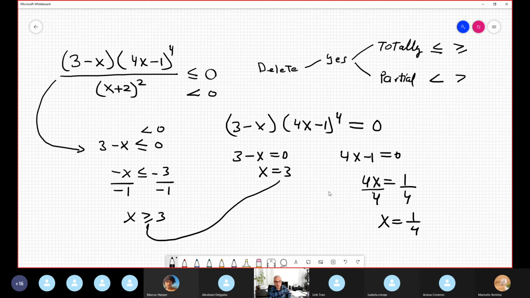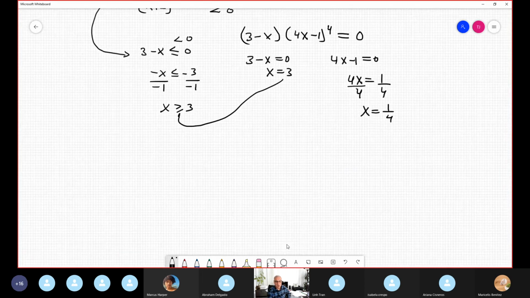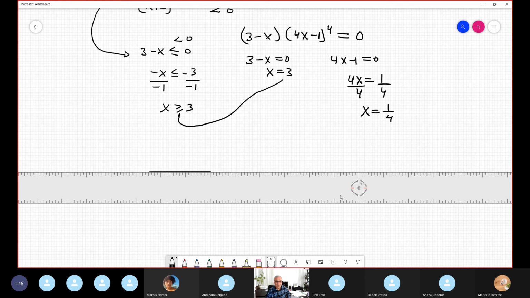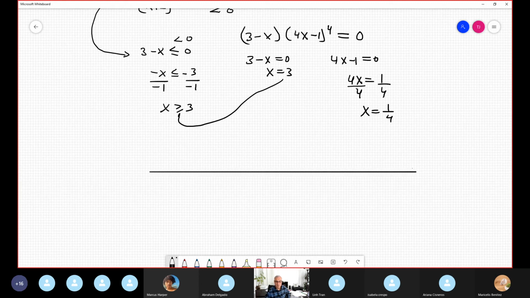Then, professor, but what is the solution? I don't understand. Well, let me try to explain. This is the whole real number line. This is 0. This is 1. This is 2. This is 3. The interval is from 3 to infinity. That's correct. Include 3, bracket. However, 1 quarter is located here, between 0 and 1, a quarter. It's also a solution.